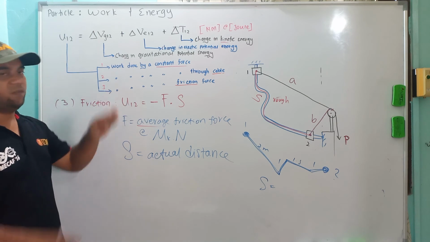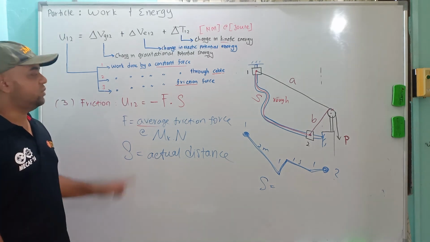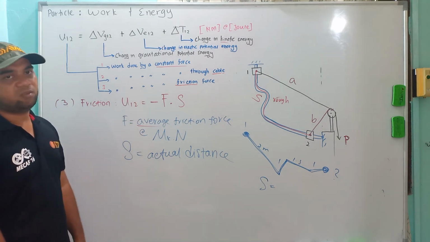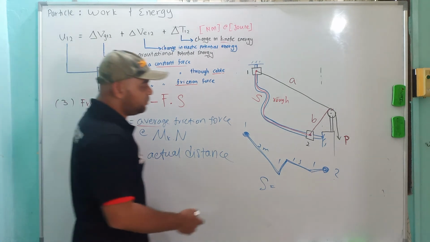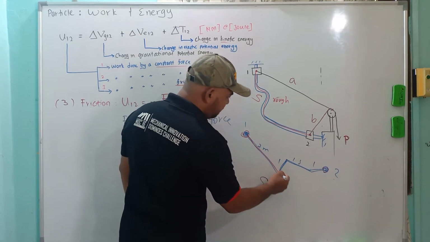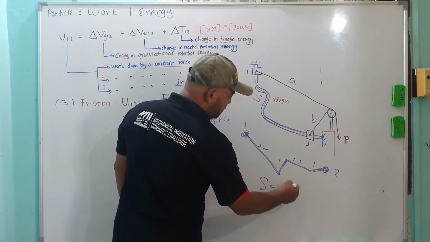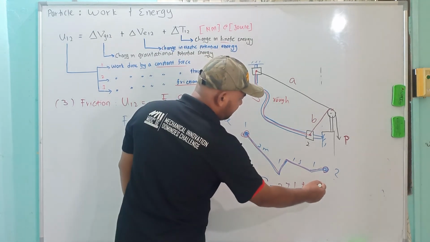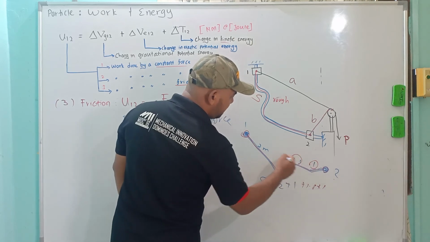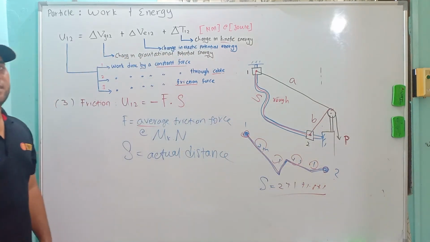This friction equation will cater for the type of movement, which direction and so on. Another example here is position 1, position 2, moving to this one here and there. So the S is actually 2 plus 1 plus 1.5 plus 1. We have to add everything, and that becomes your S.